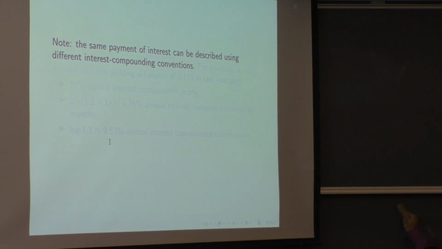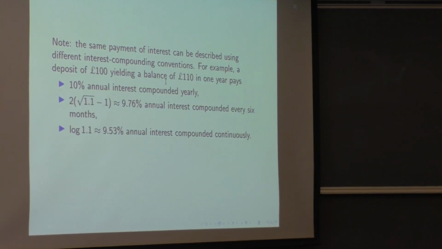And I want to show you that these are just conventions. You can look at the same thing in nature. You can describe it using 3 different conventions. So let's describe the following thing we observe in nature. You observe a deposit of £100 turning into a balance of £110 in 1 year. So how can we describe this phenomenon of money growing using various interest rates?